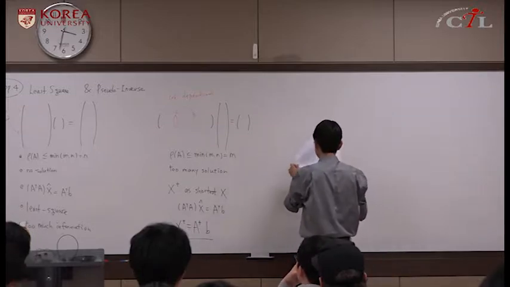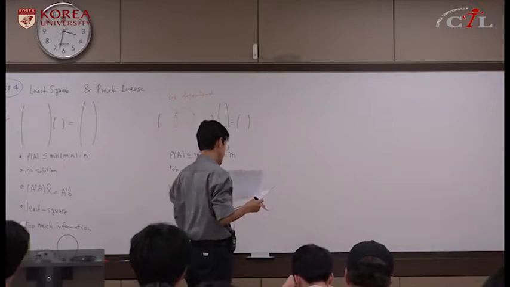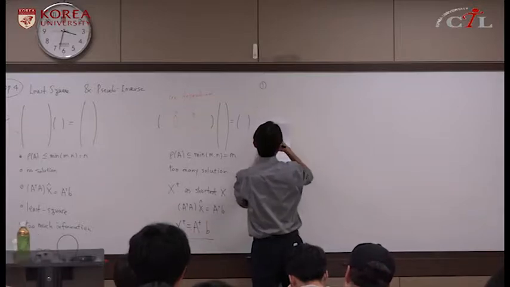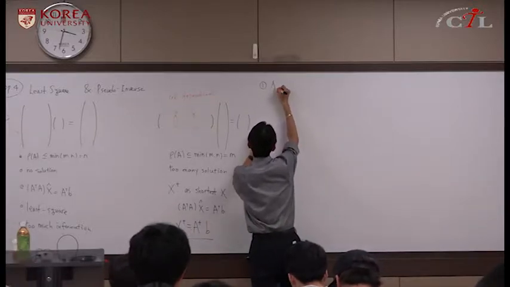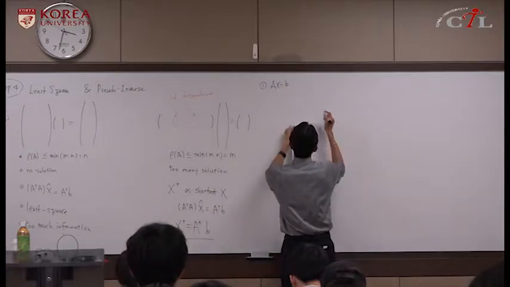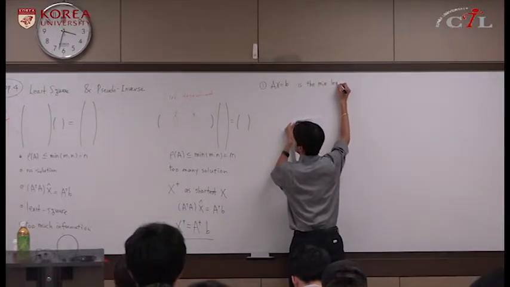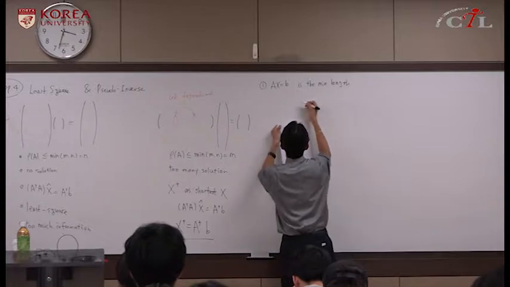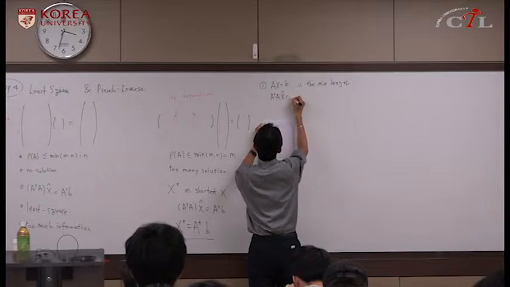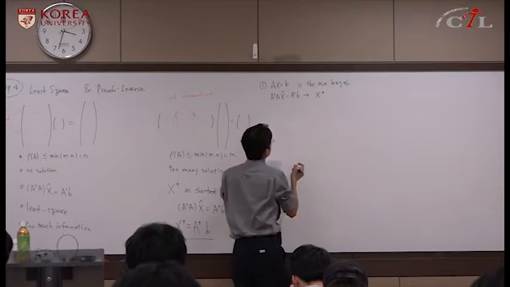So let's think about it step by step. We have 7 steps and one diagram. First step: the optimal solution of AX equal to B in this case is the minimum length A transpose A x hat, and we denote it as x pseudo.